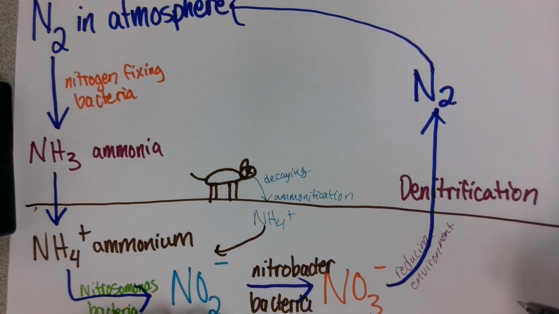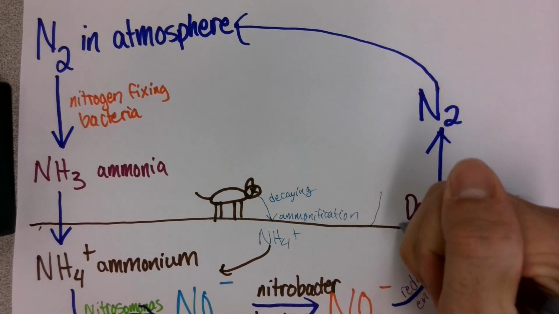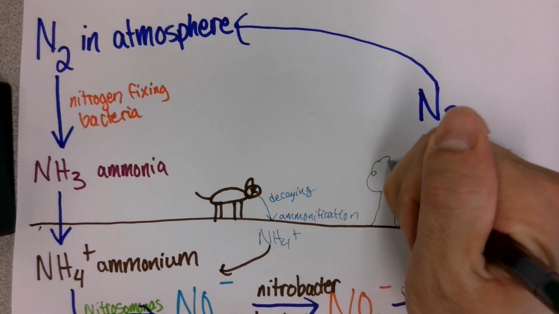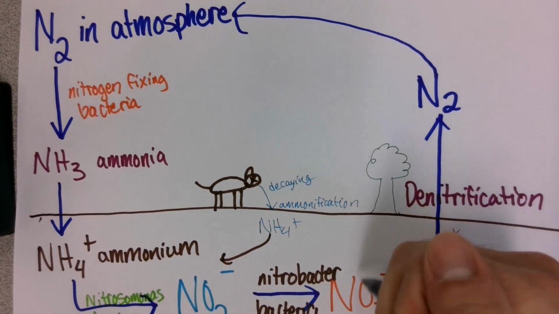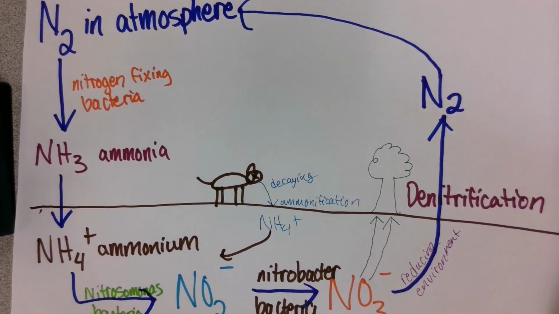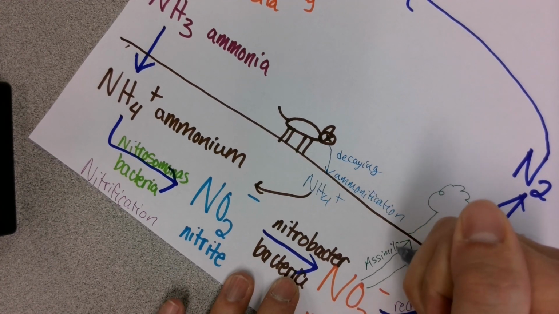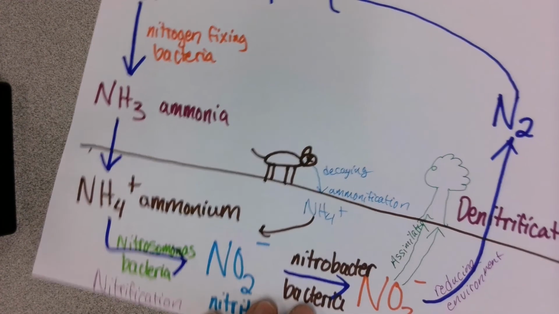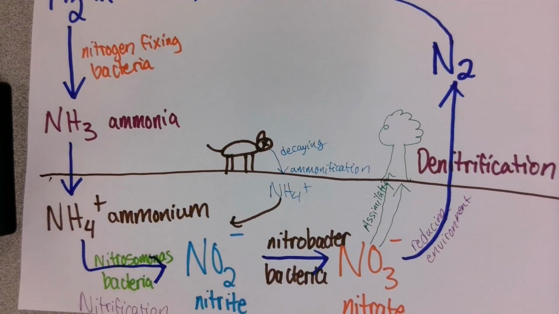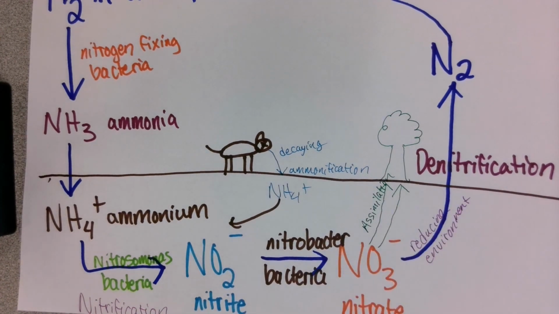Let's say that there is a tree over here. It's taking up the NO3 into its roots like so. This process over here would be assimilation. And then when it dies, it will go back into the soil, and this whole ammonification process will occur. So then all this just keeps cycling and cycling and cycling.